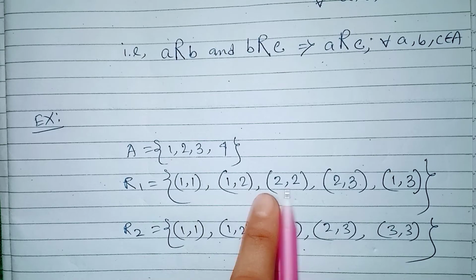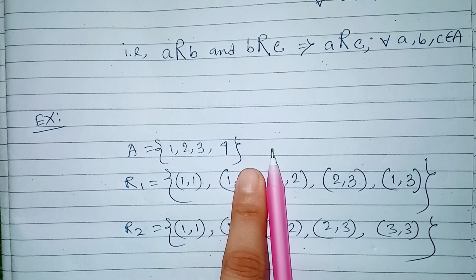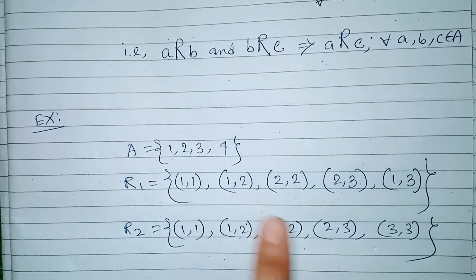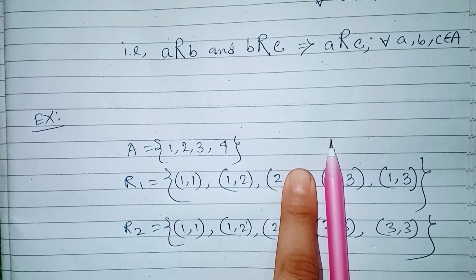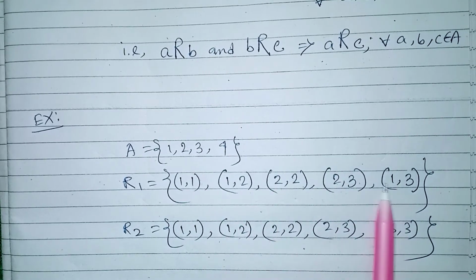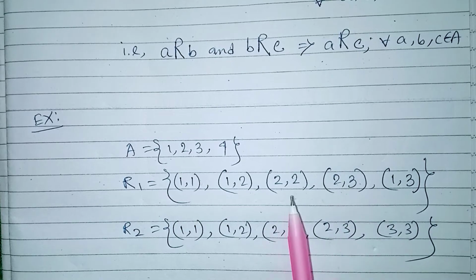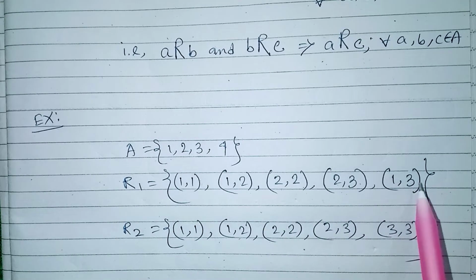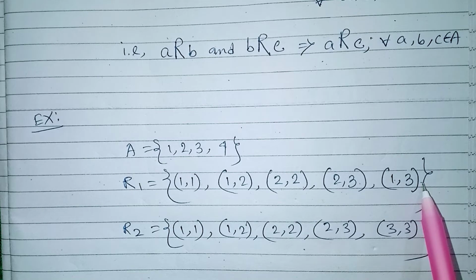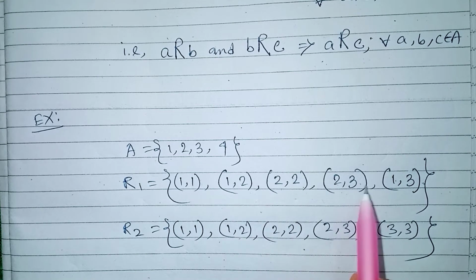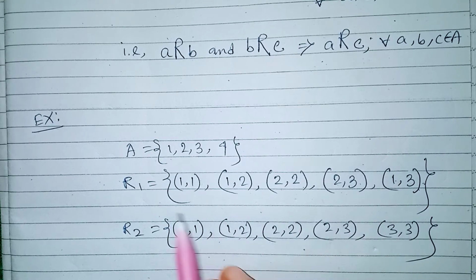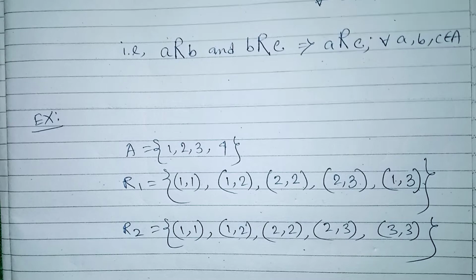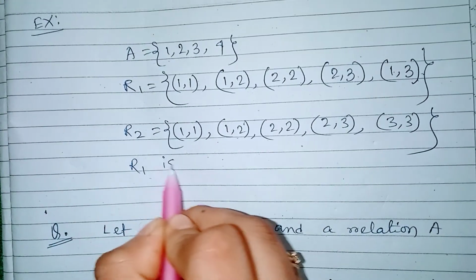If (1,2) is here and (2,2) is here, if we cancel out the 2, then (1,2) lies here. Similarly, if (2,2) and (2,3) are here, if we remove 2, then we get (2,3), which also lies here. And now we will find out about (1,3). Yes, (1,3) is here. So for all the elements, if (a,b) and (b,c) are here, then (a,c) is also here. So R1 is transitive.